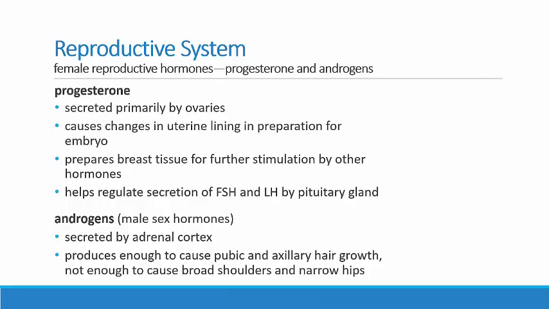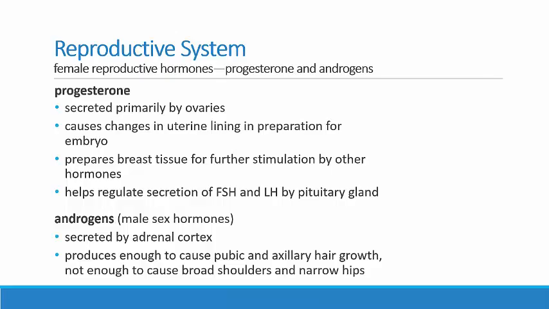And then last of all are the androgens. These are the male sex hormones, and females do produce male sex hormones. Just like the adrenal cortex can make estrogen in men, well, the adrenal cortex also produces testosterone in women. And what we see is sufficient testosterone production to cause the growth of pubic hair and axillary hair, but not enough to cause the broad shoulders and narrow hips that we associate with the male body. So the shoulders remain somewhat narrow.